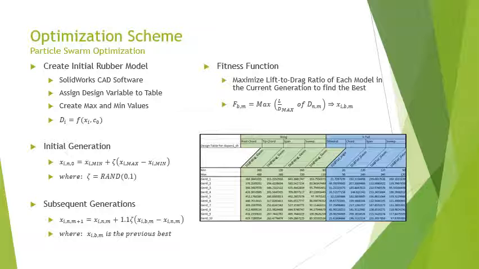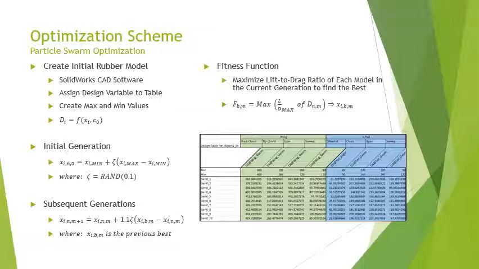This was done through the use of the SOLIDWORKS CAD software available on the WashU computers. I then used the design table feature to turn the baseline configuration into a rubber model by allowing for several of the design parameters to be changed through this design table. After setting minimum and maximum bounds on each of the design variables, I was able to create an initial generation using the random number function in Excel. These 10 initial models were then the population size of my initial generation.